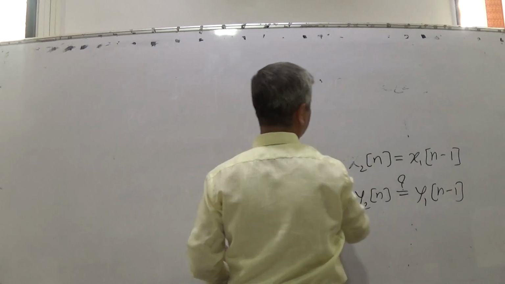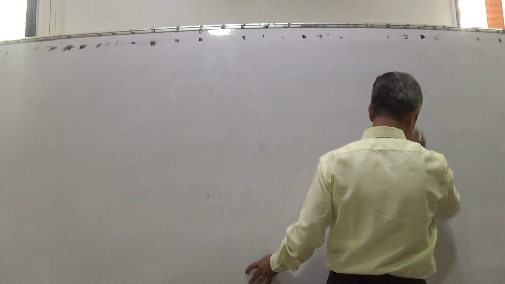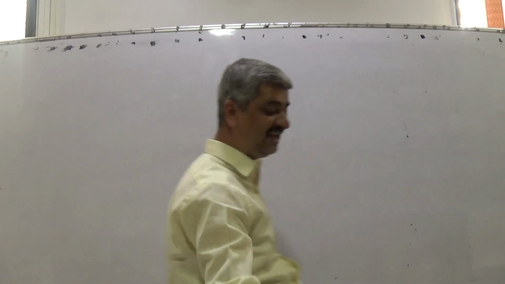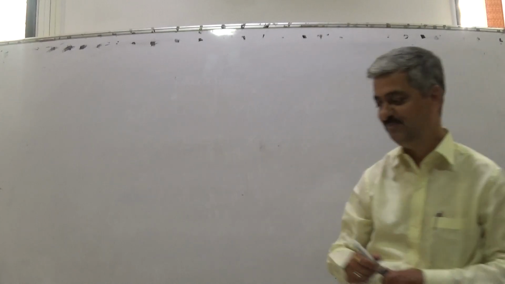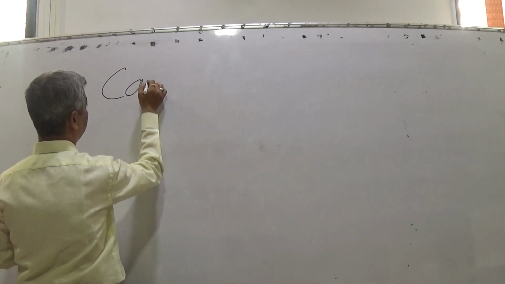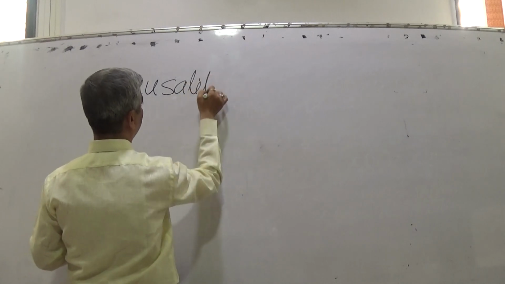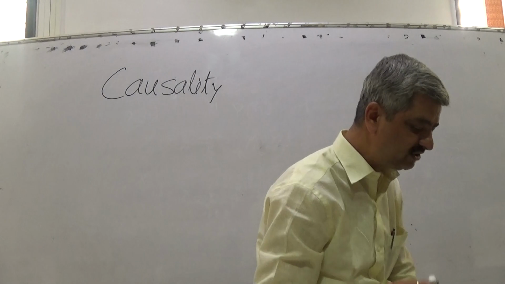So causal, most of the students do a spelling mistake in it. They write it casual. So the property is causality, or the system is causal.